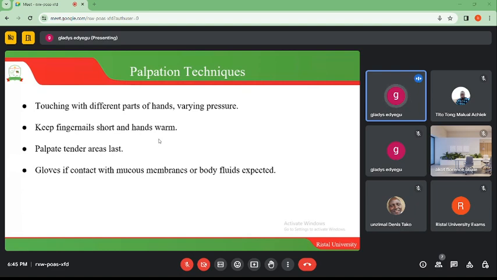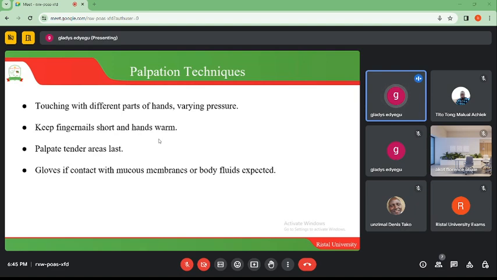Palpate tender areas last, so that you don't interfere with the patient, because if you palpate deeper and the patient feels pain, the patient may not accept you to move to the other part. So where the patient tells you he feels pain, you should palpate there last, so that even if the patient shakes and refuses you to continue, you had already finished the other parts. It will help you write up your information and document what you have found.